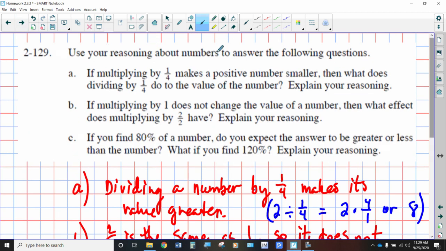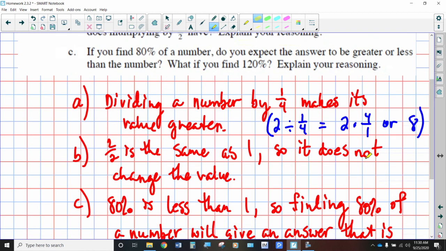Use your reasoning about numbers to answer the following questions. If multiplying by 1/4 makes a positive number smaller, then what does dividing by 1/4 do to that number? Well, if you divide by 1/4, it would make it bigger, right? It would make the value greater.